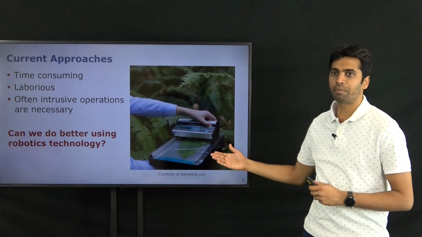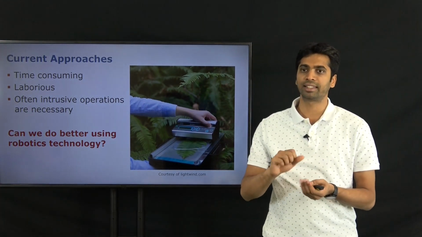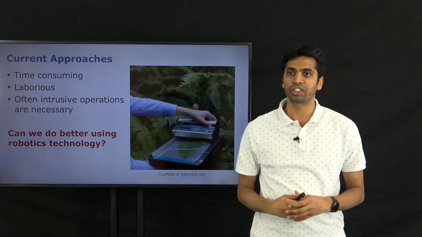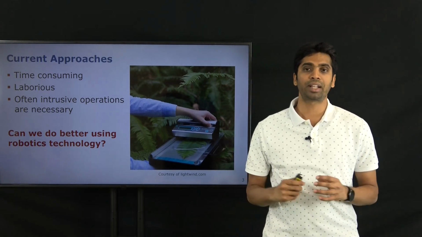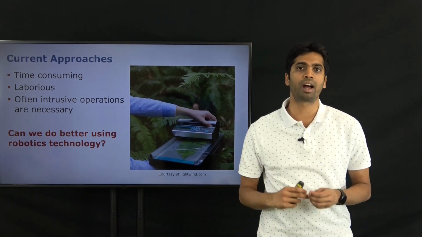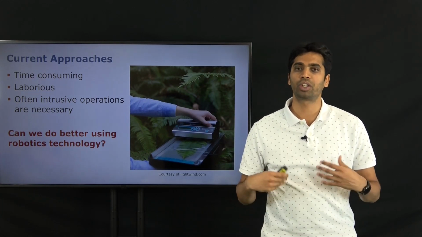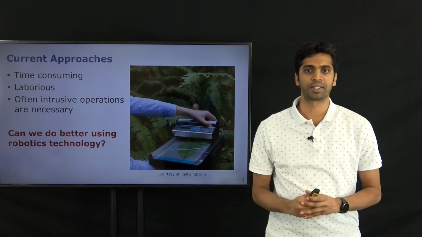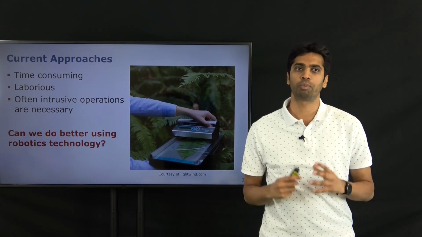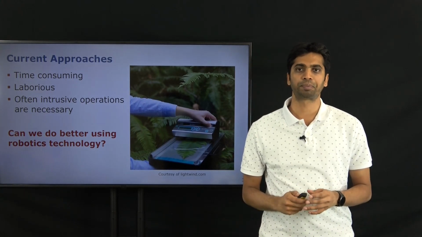Here we see an example of how the leaf area is being computed. The leaf is put inside the scanner, then a complete scan of the leaf is being made in order to compute such traits. And sometimes we even require to do some intrusive operations where leaves need to be cut or entire plants need to be derooted, so to say, in order to compute these traits. So the question that we ask here is, can we do better using robotics technology? Can we automate some of these processes?